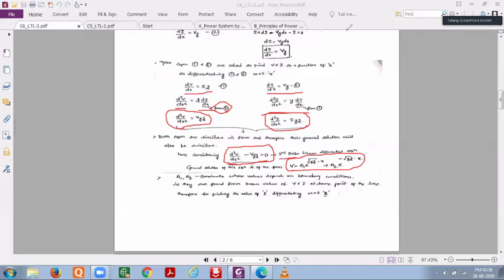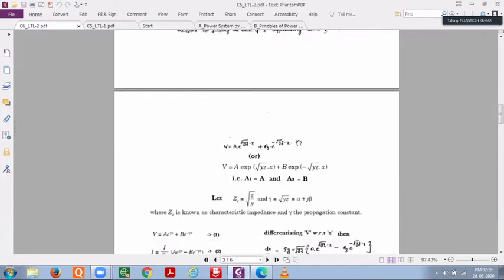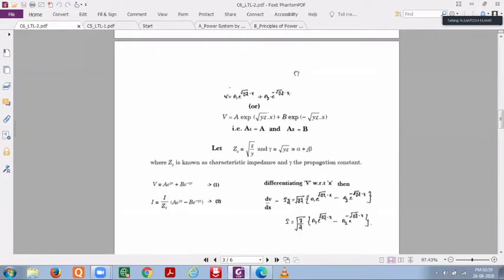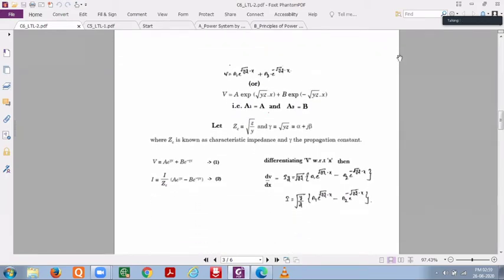Before applying these boundary conditions, I want current also, right? To get my current, I am differentiating this equation with respect to x again. When I differentiate that, I will get this equation. Just focus on my cursor. Don't see the entire slide, because if you see the entire slide, you'll get confused. Just see this box plot.